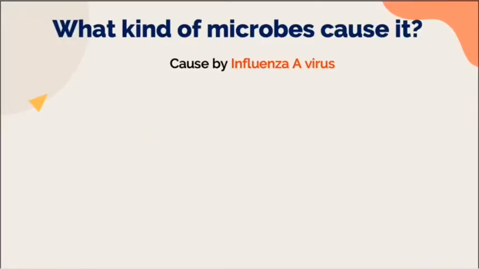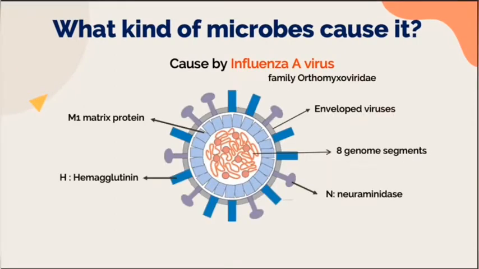Influenza A disease is caused by the Influenza A virus. Influenza A viruses are members of the family Orthomyxoviridae. This family represents enveloped viruses that consist of 8 segments of negative single-strand RNA. These capsids are encircled by the M1 matrix proteins and by a host-derived lipid bilayer envelope in which the surface glycoproteins hemagglutinin and neuraminidase, as well as the M2 matrix protein, are embedded.